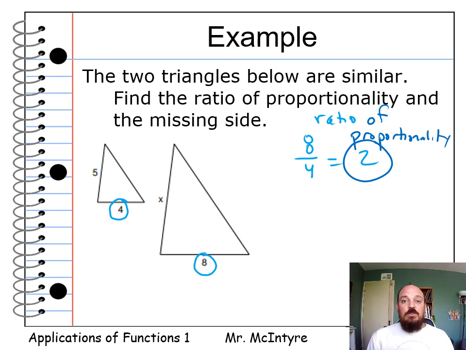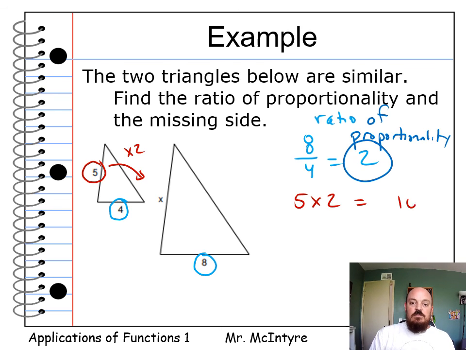Now, once you've figured that out, you're going to use it for the second part of the question. Because see, now I want to solve for x, and what was given to me is I have a 5 here. Now that I know that the other triangle is exactly 2 times bigger, I can just multiply by 2 to find x. 5 times 2 is 10. So x would have to be 10 in that problem.